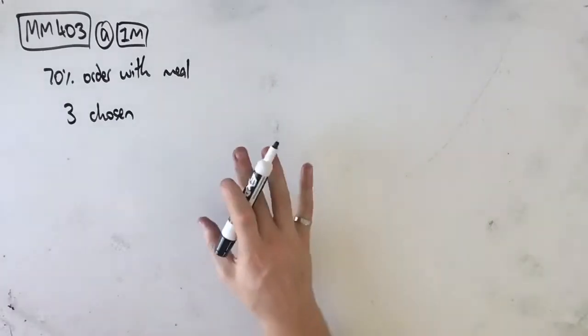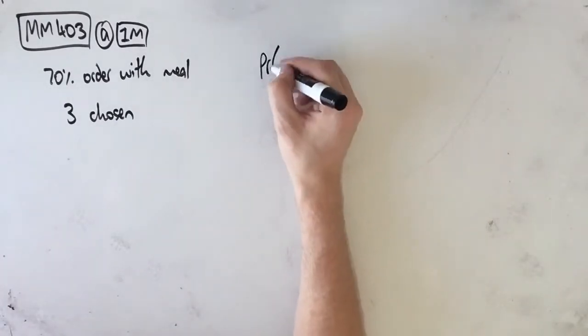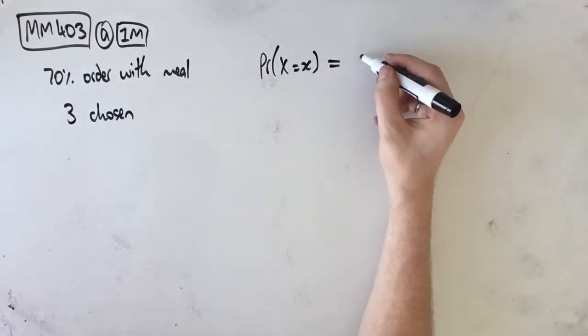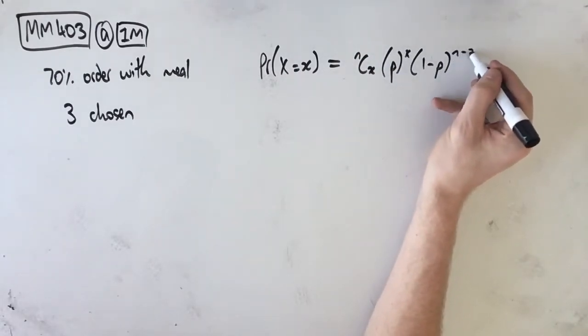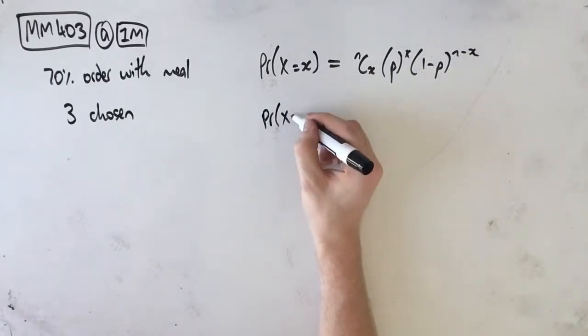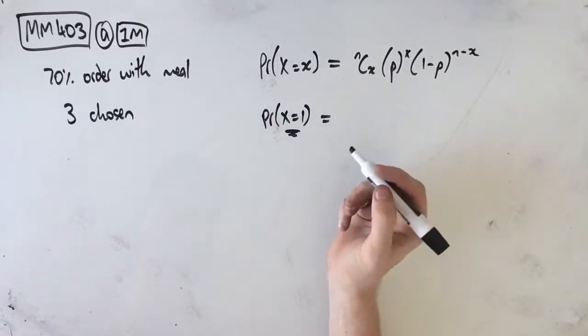So have a go at using your tree diagram if that's the way you're comfortable with, but I'm going to use the binomial distribution formula here. So the binomial distribution formula says that the probability of X equals x is equal to nCx times p to the power of x times 1 minus p to the power of n minus x. And in this case, our x value is 1, right? Because we're looking for the probability that exactly one of them ordered a drink with dinner.